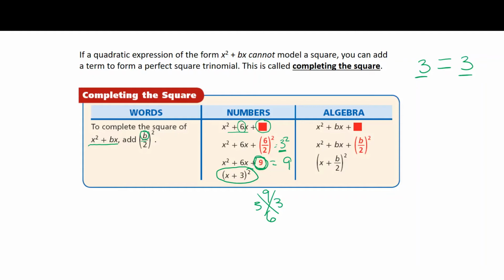Okay, but this piece right here is really, really important. So if you need to take notes and want to pause the video for just a second, go ahead and do that. Take your b, divide it by 2, and then square it. All right, let's do an example to look at it.